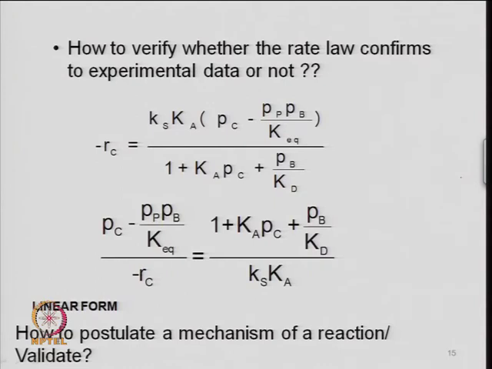So, how to verify whether the rate law conforms to the experimental data or not? As I said, you need to do the design of experiments first, identify the number of variables, and understand what should be the range of these experimental conditions, and find some optimum conditions at which these experiments can be carried out further. So, design of experiments or the factorial method will help you in that way.